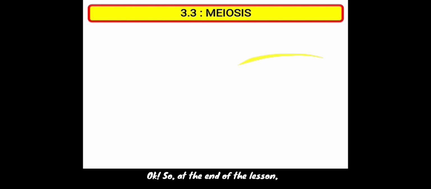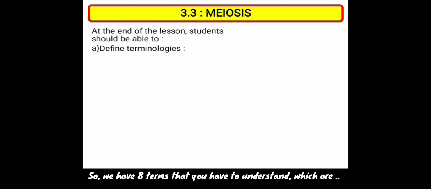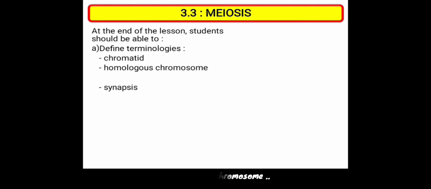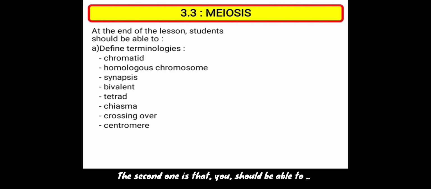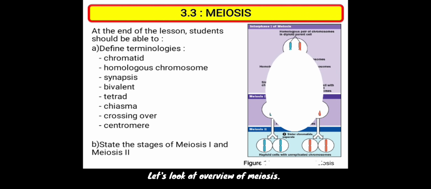Okay, so at the end of the lesson, you should be able to first define terminologies. So we have 8 terms that you have to understand, which are chromatid, homologous chromosome, synapsis, bivalent, tetrad, chiasma, crossing over, and centromere. The second one is that you should be able to state the stages of meiosis 1 and meiosis 2. Let's look at the overview of the meiosis.